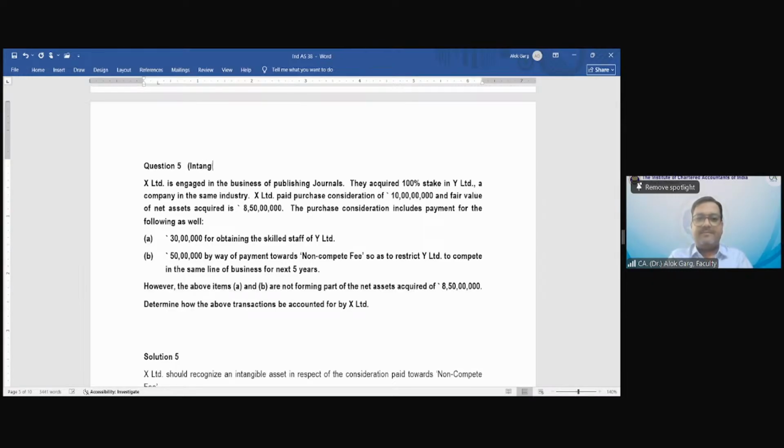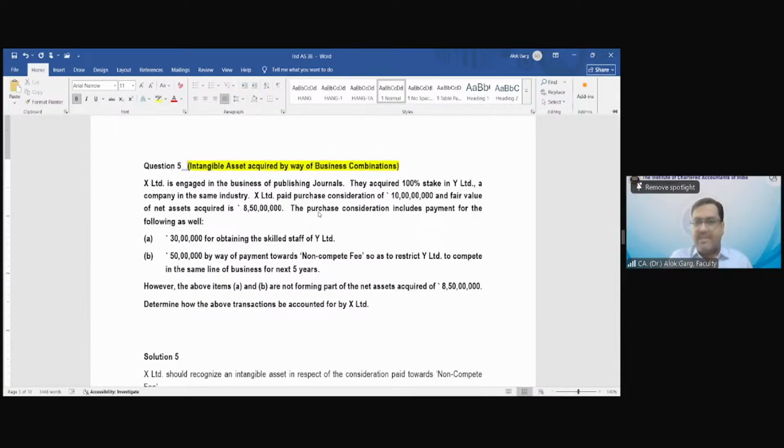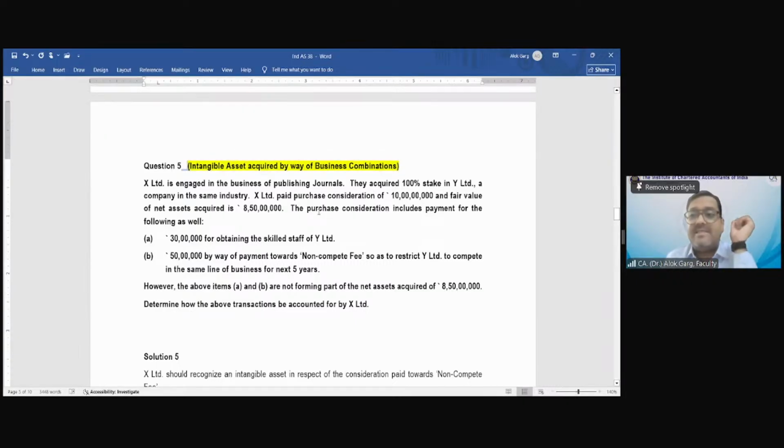This is a question of intangible asset acquired by way of business combination. Friends, if you acquire an intangible asset by way of business combination, that intangible asset has to be measured at fair value. That is the only thing, fair value, right?